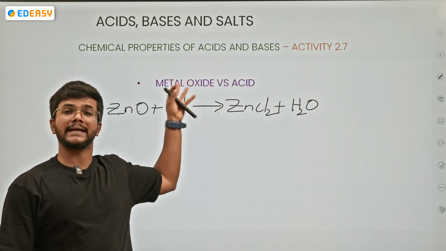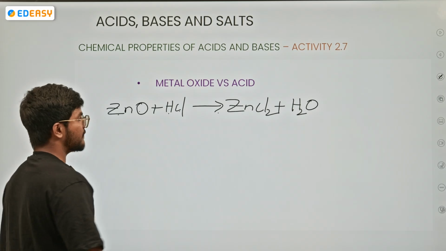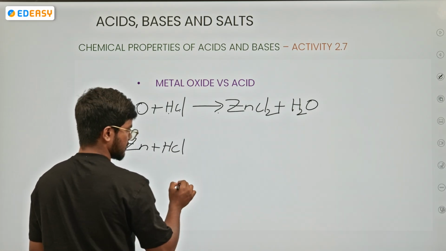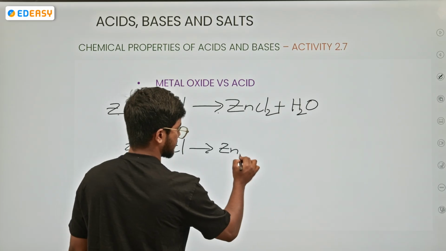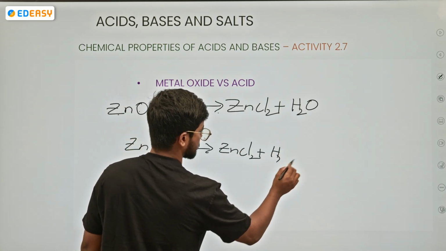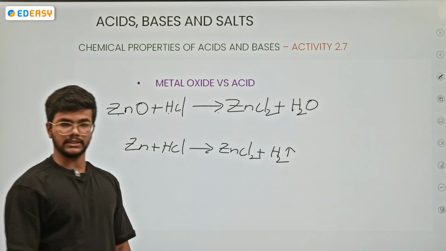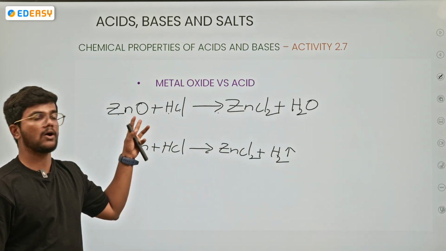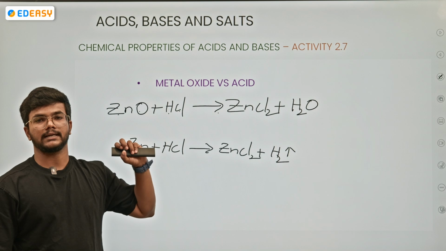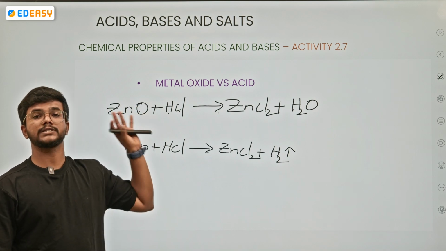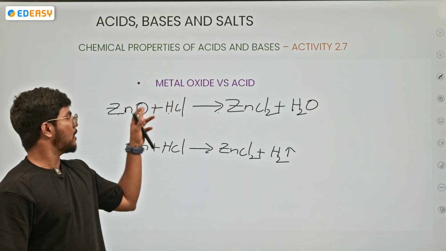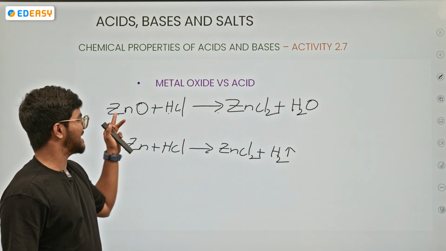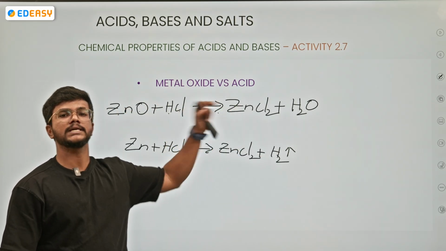What is the difference between the metal oxide and the metal? A metal like zinc, when it reacts with the acid, gives zinc chloride, ZnCl2, plus hydrogen gas. Why is there water here? Because there is oxygen in the reactants. Hydrogen always tends to make a bond with oxygen, so it gives water. Zinc, when it reacts with the chlorine, gives salt.